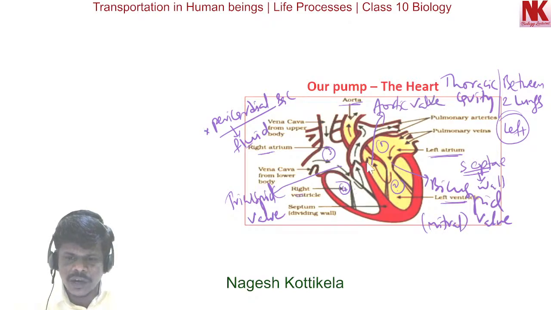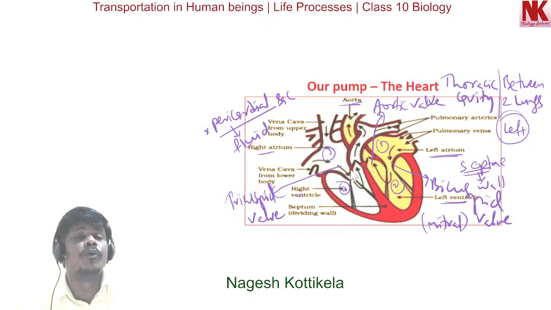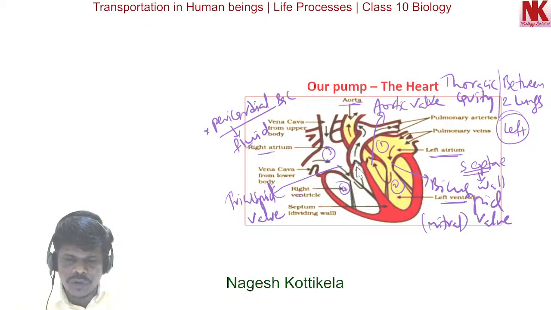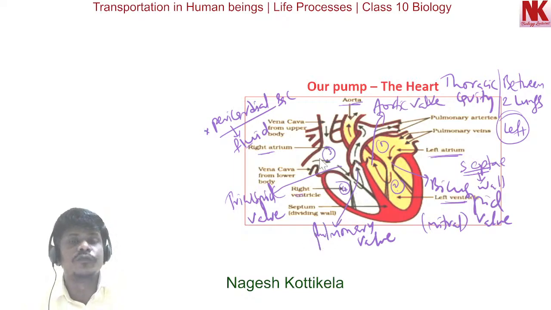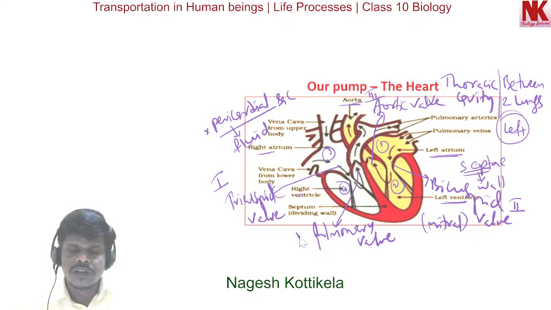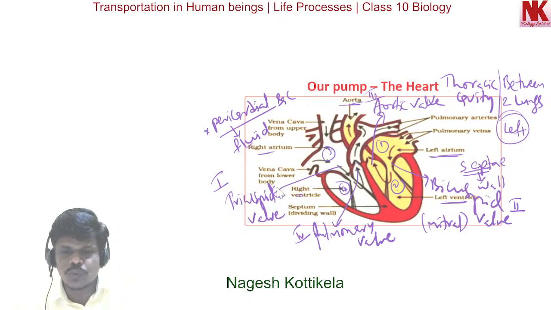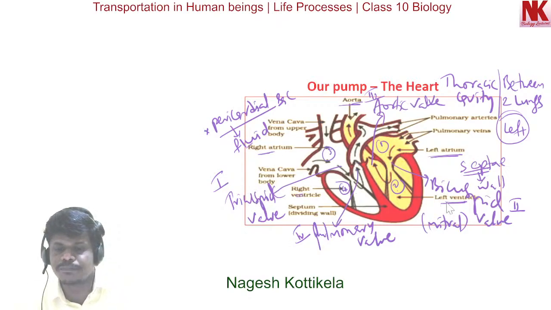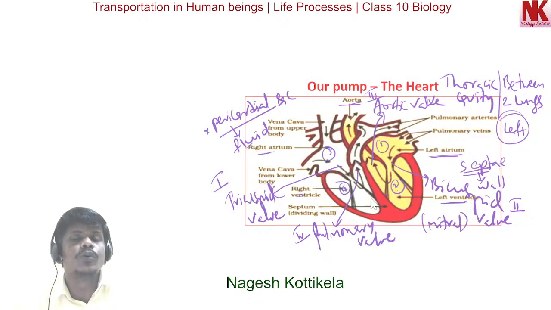And here one more artery, this is called pulmonary artery. At this opening one more valve is present, and this valve is called pulmonary valve. So this is how we find the four different valves. I repeat here: 1 tricuspid valve, 2 bicuspid valve or mitral valve, 3 aortic valve, and 4 pulmonary valve. This 1 and 2, tricuspid valve and bicuspid valve, are auriculoventricular valves.